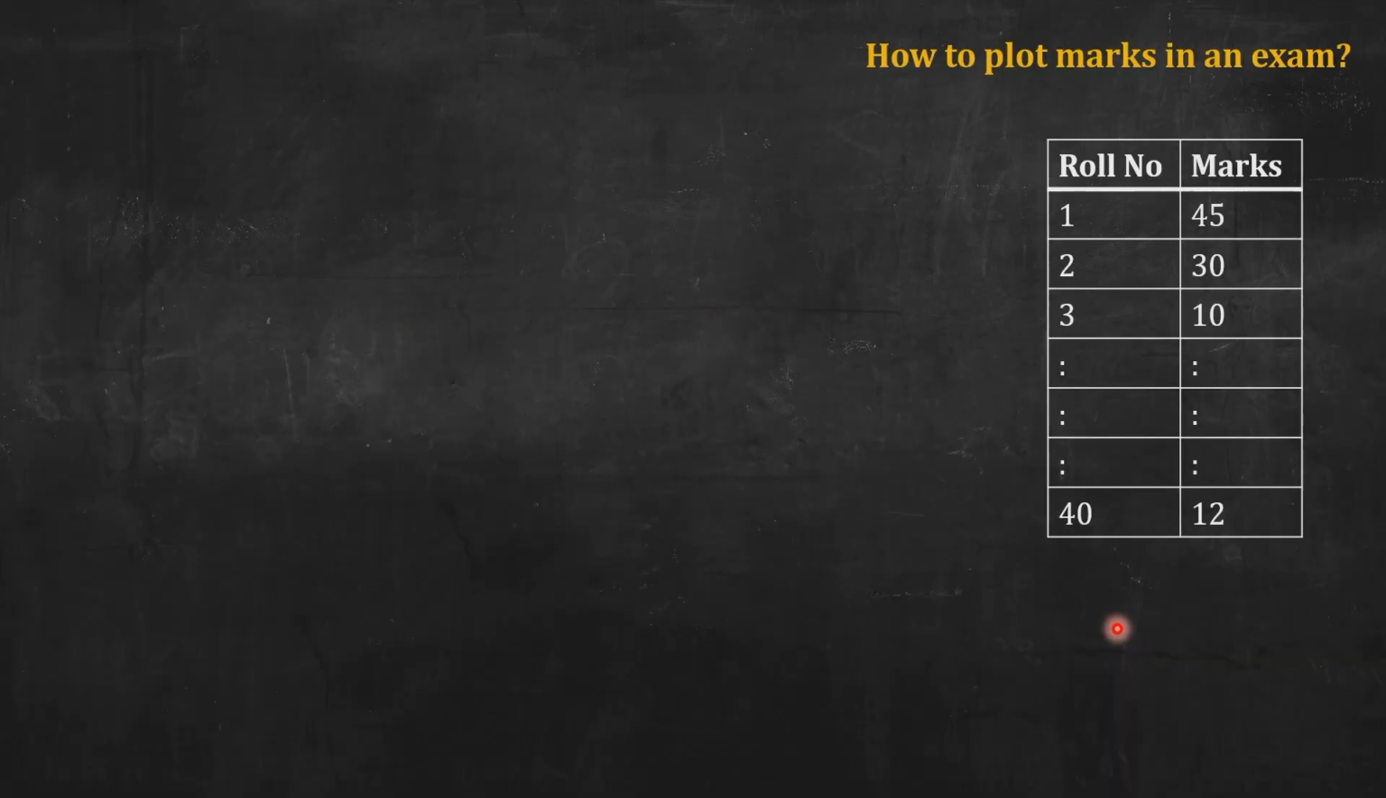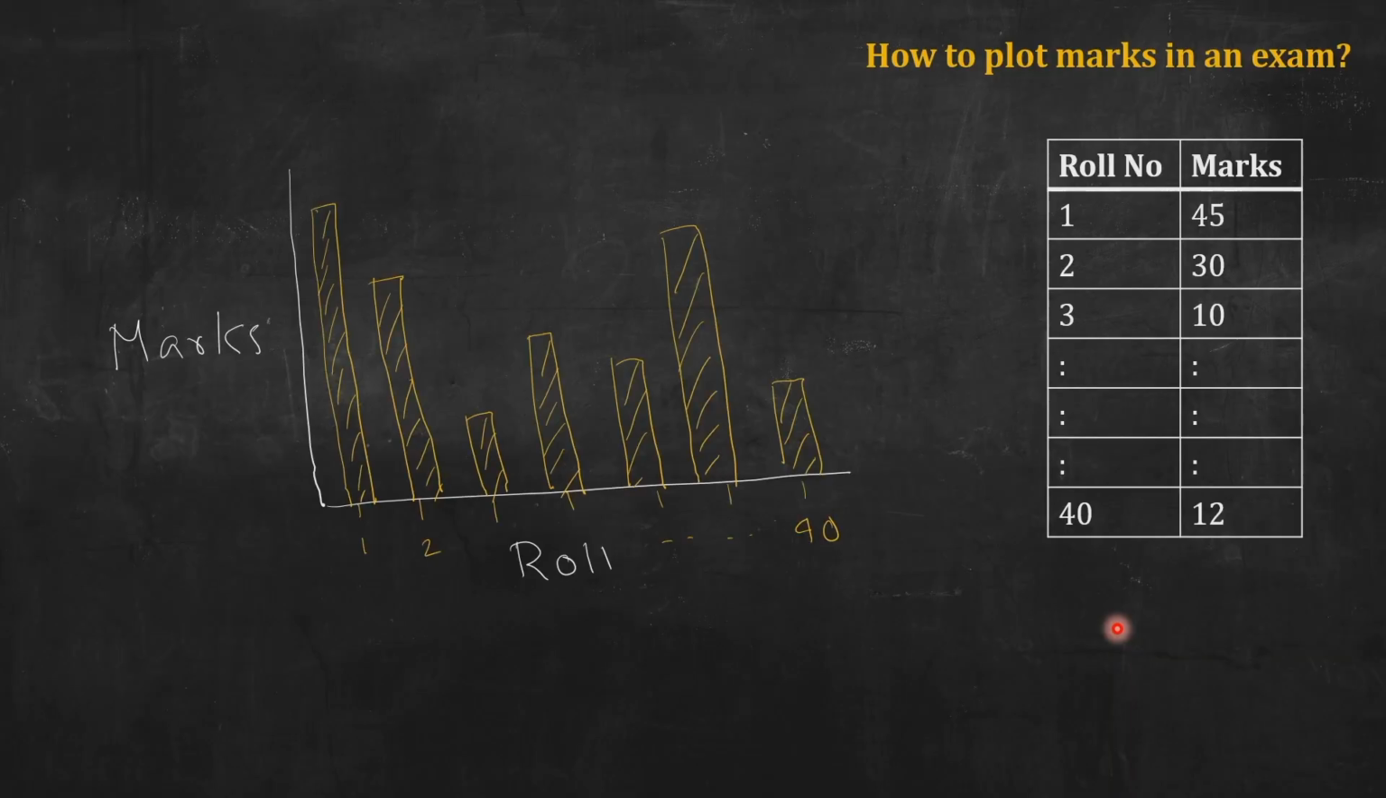We have learned bar plot earlier. So, I can consider each of these students a category because he or she is an individual, and then I can plot those students on the horizontal axis and their marks on the vertical axis and show them by a bar plot. That will look something like this. I have just roughly drawn it by hand.